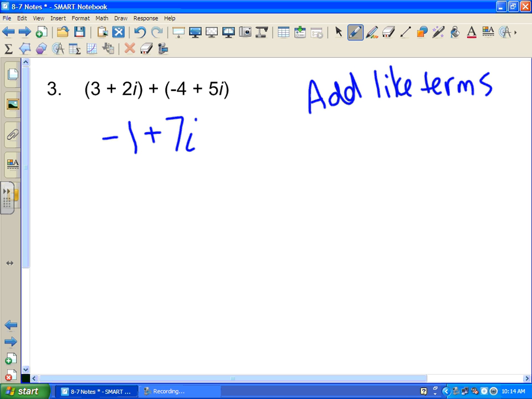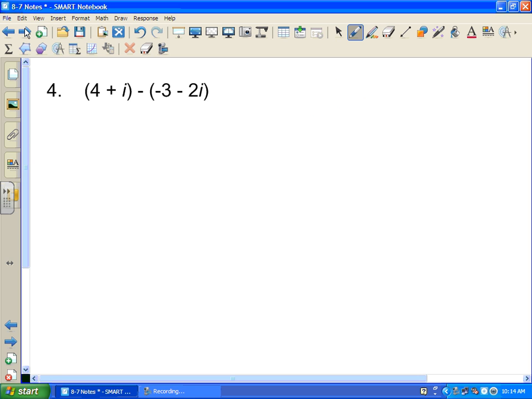Can I go to the next problem? Okay. Still adding like terms, except for subtraction. So if it's subtraction, what could you change? Yeah, you could change it to addition. And if you change this to addition, what does that do to the parentheses? It makes those positive. We're just distributing that negative, and it makes it 3 plus 2i.